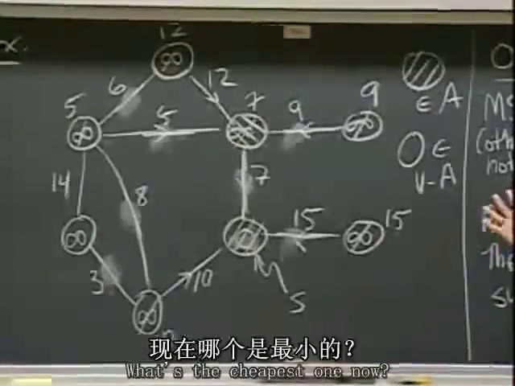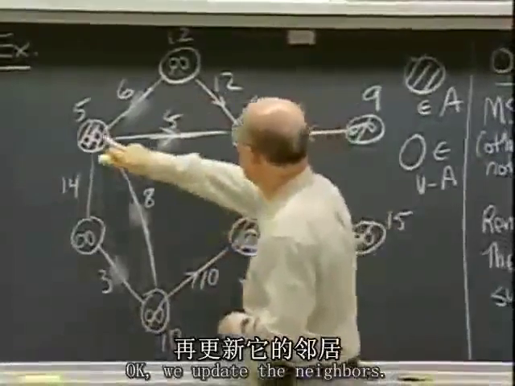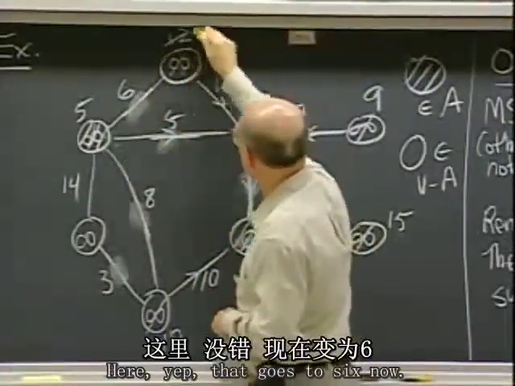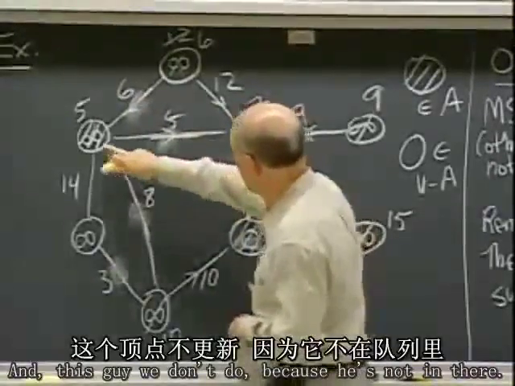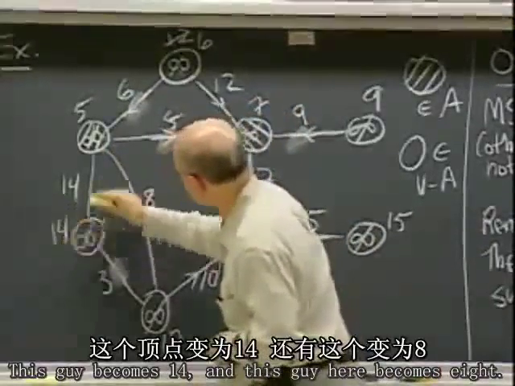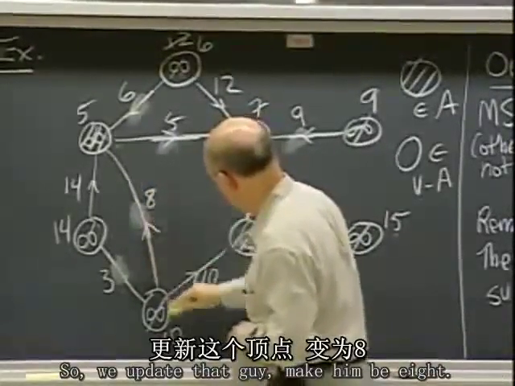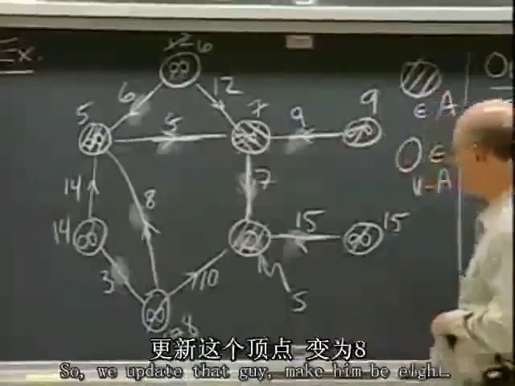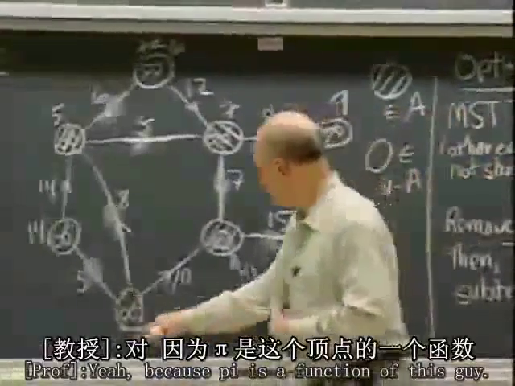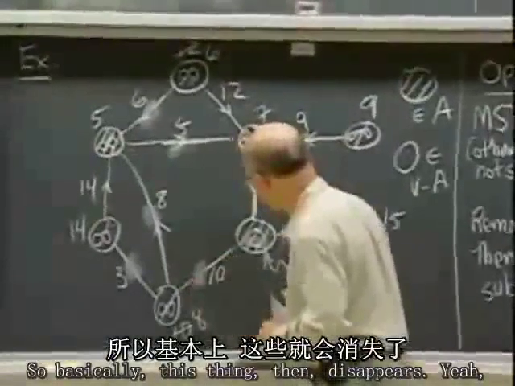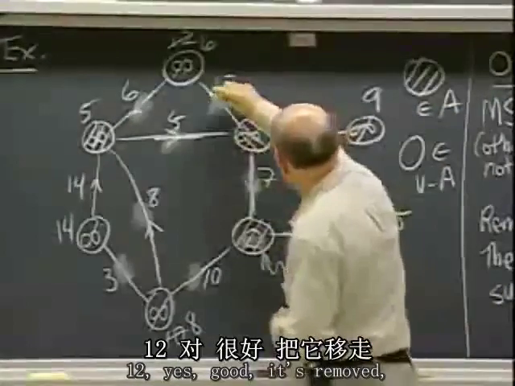Now we find the cheapest one. What's the cheapest one now? The 5 over here. Good. So we take him out. We update the neighbors. Here, yep, that goes to 6 now, and we have that pointer. This guy we don't do because he's not in there. This guy becomes 14, and this guy here becomes 8. So we update that guy, make him be 8. Did I do this the right way? Yeah, because pi is a function from this guy. So basically this thing then disappears. Did I have another one that I missed? 12, yes. Good. Gets removed, because pi is just a function.